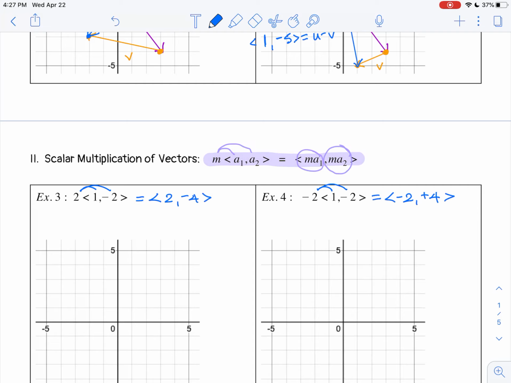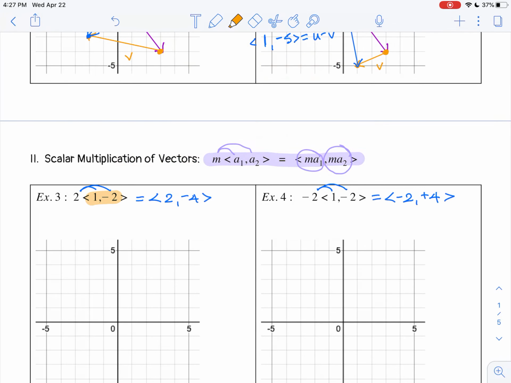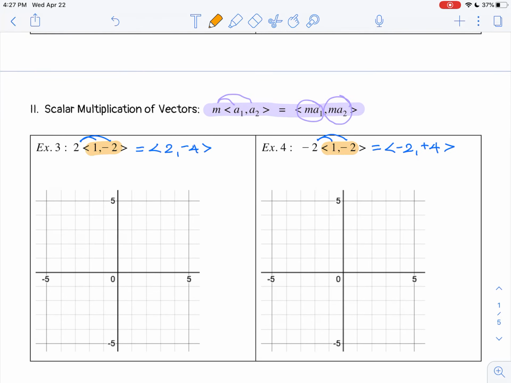So let's draw the original vector, and I'm going to draw the original vector in orange, all right? So we'll have the original vectors in orange on both graphs, so let's draw those. So I go 1, down 2, so that is vector u, okay? We'll call this vector u. I'm going to draw the same thing over here because it's the same initial vector, and again, that's vector u.